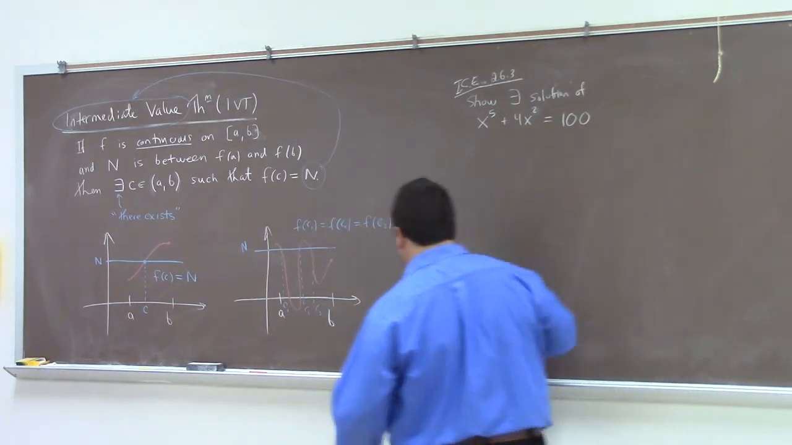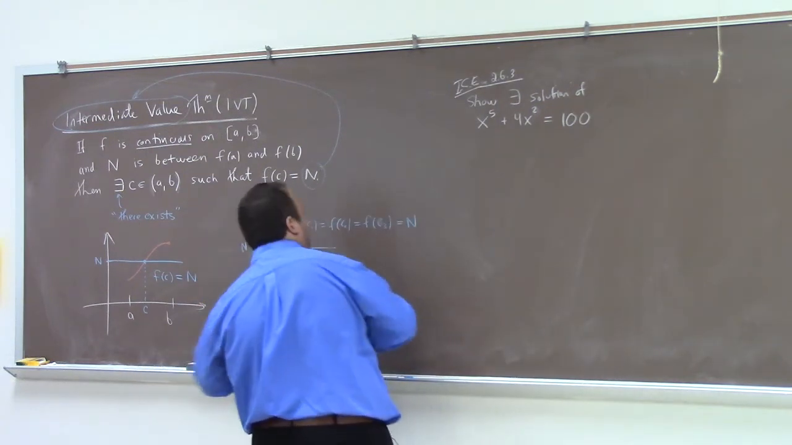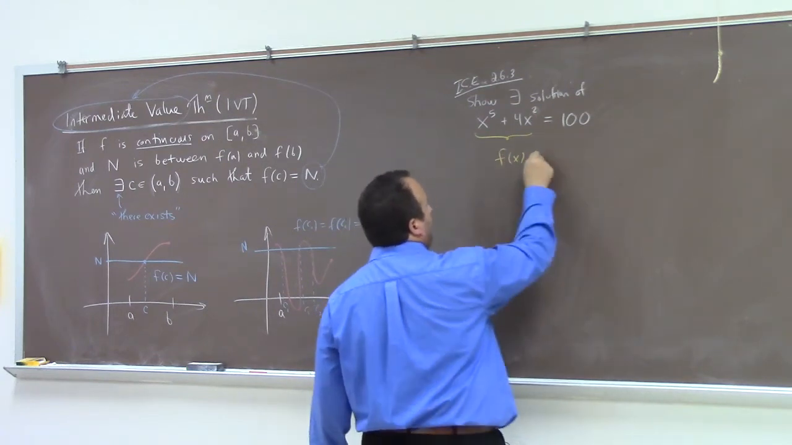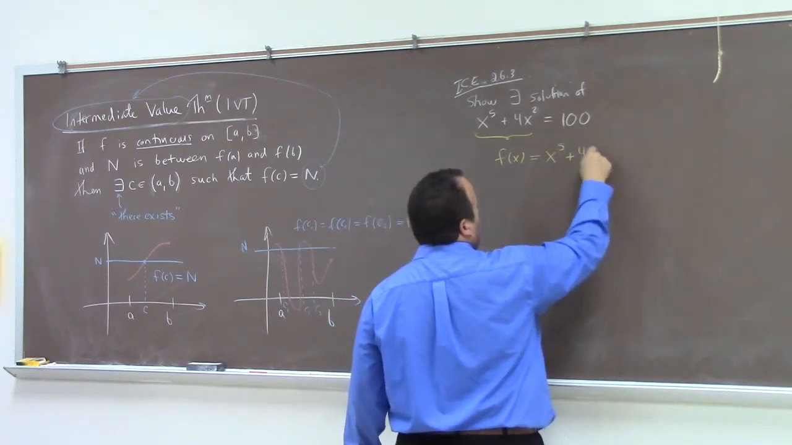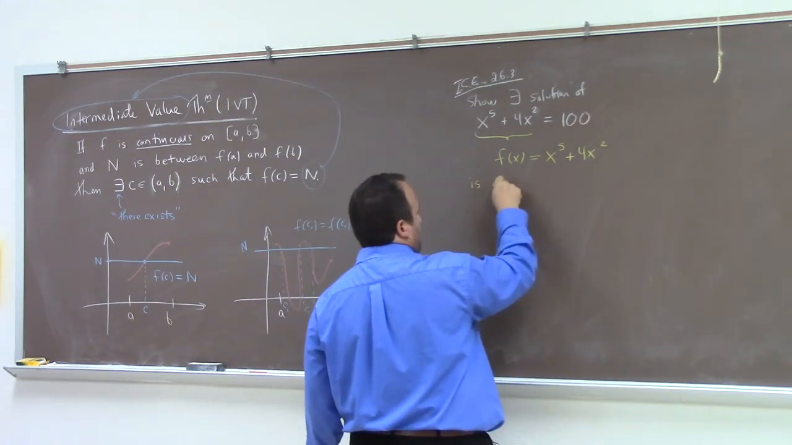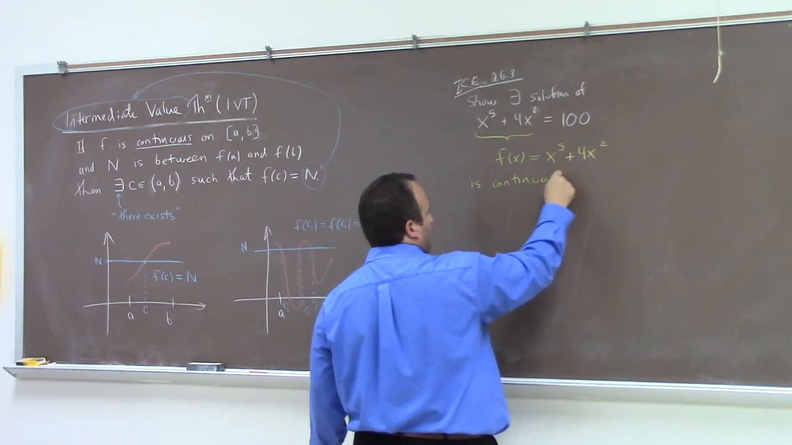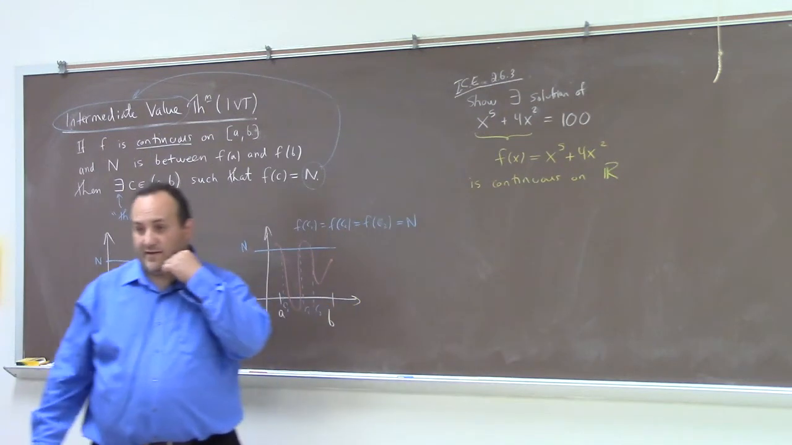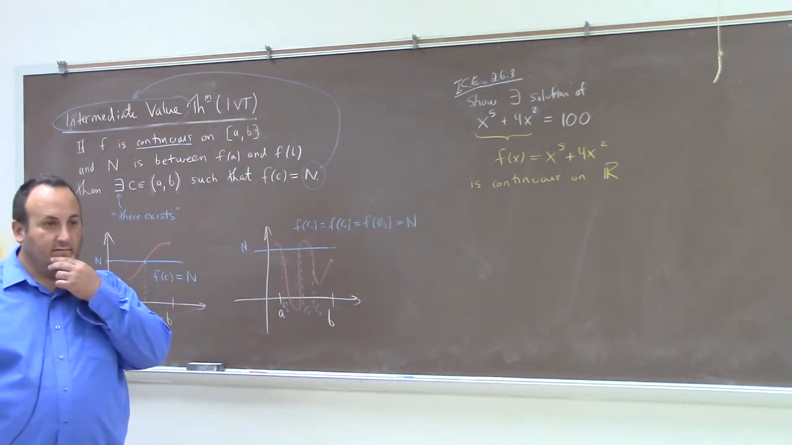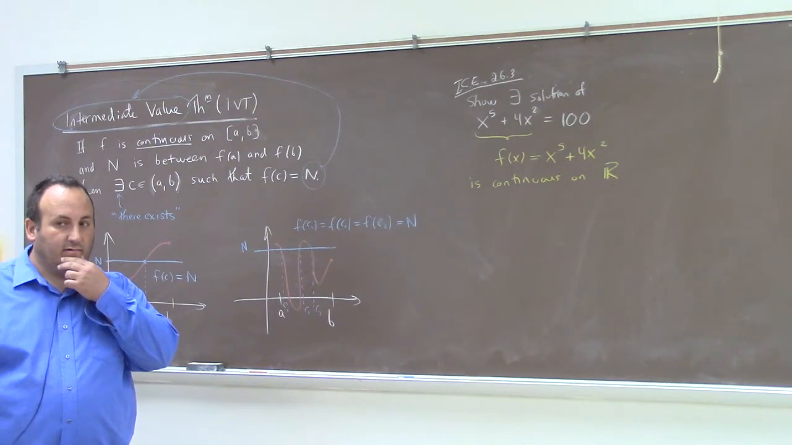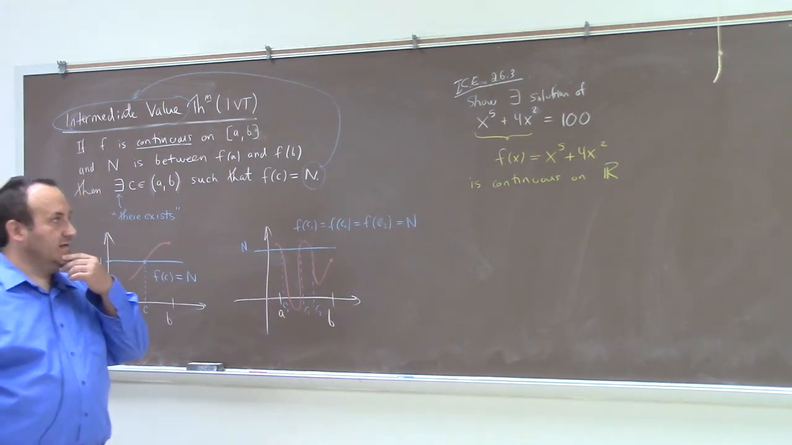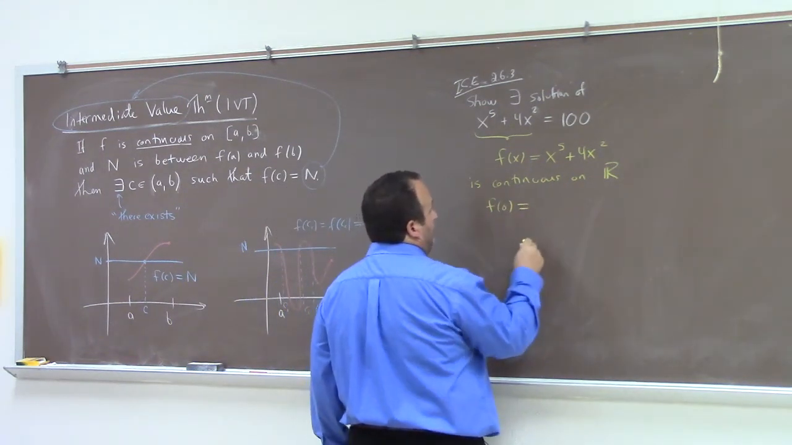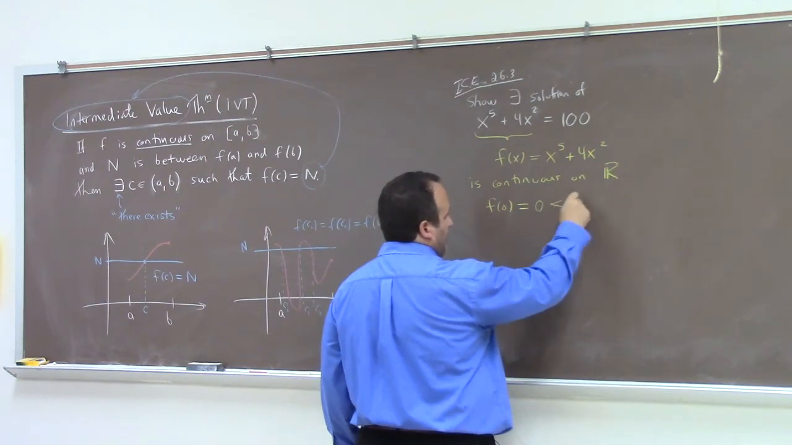So how about this? Here's how it goes. We're going to name names. We're going to call this f of x. This is continuous on the reals, it's continuous everywhere. Certainly, the intermediate value theorem applies. So, let's see here. How about f of 0? What's f of 0 equal to? 0, right? 0 is less than 100.